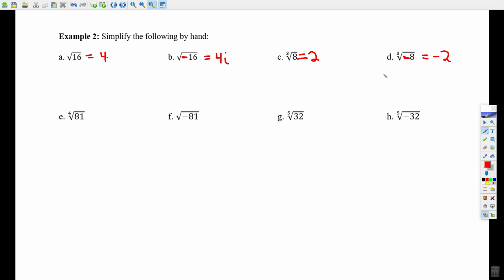Right? Just think about the fact that if you had 3 of these being multiplied together, negative 2 times negative 2 times negative 2, that does give you negative 8, and you can check it yourself.